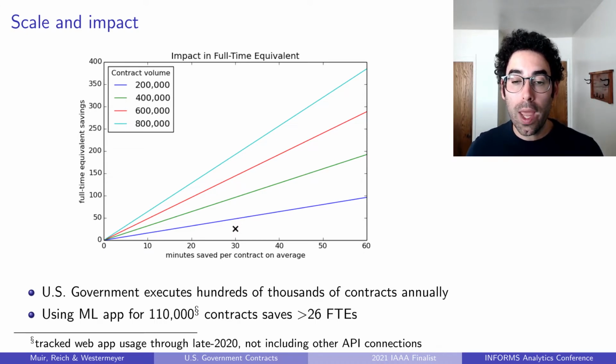So we have had one group estimate that they save about 30 minutes per contract on average. That estimate would translate for 110,000 contracts into 26 full-time equivalents. We have plotted a range of this, of course, because it's hard to obtain an exact estimate on the time saved, given how widely spread the use of our application is. But clearly, with this volume, that savings is quite substantial.